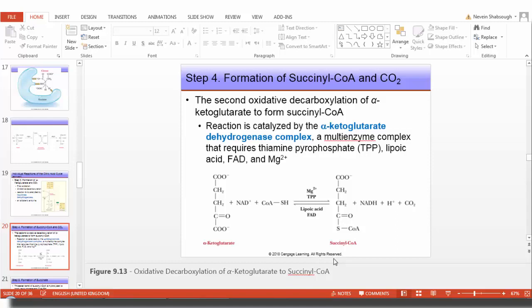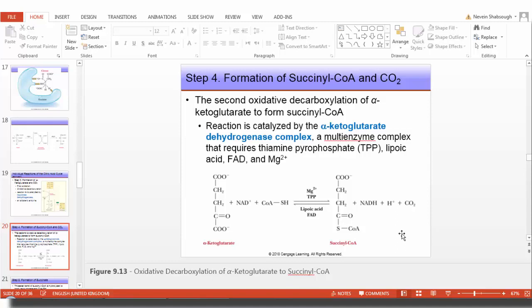The reaction takes place in several steps, and again there is the requirement for these coenzymes. The reaction is highly exergonic, as is the one catalyzed by pyruvate dehydrogenase. So at this point we can say that 2 molecules of CO2 have been produced by the oxidative decarboxylation of the citric acid cycle.